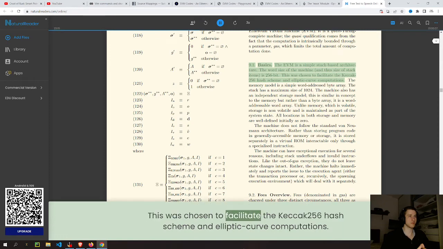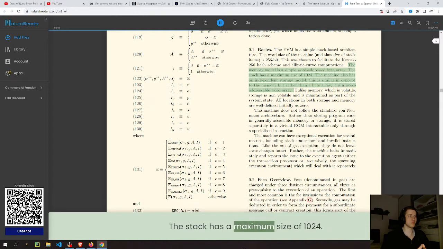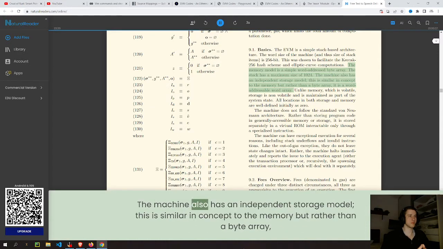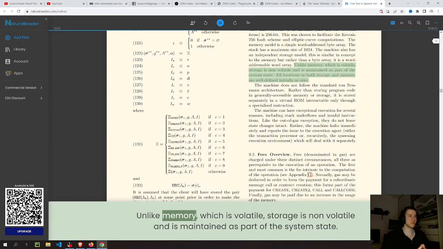This was chosen to facilitate the Keccak-256 hash scheme and elliptic curve computations. The memory model is a simple word-addressed byte array. The stack has a maximum size of 1024. The machine also has an independent storage model. This is similar in concept to the memory, but rather than a byte array, it is a word-addressable word array. Unlike memory, which is volatile, storage is non-volatile and is maintained as part of the system state.